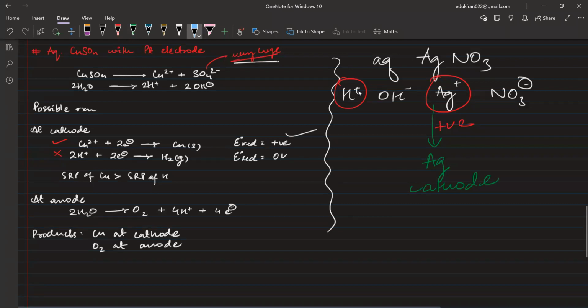So this is going to have positive. So Ag is going to get preferred at cathode. ठीक है, अब बताइए. See NO3 negative is going to be what? Very huge in size. That is why OH negative is going to get oxidized and it is going to form O2 gas.